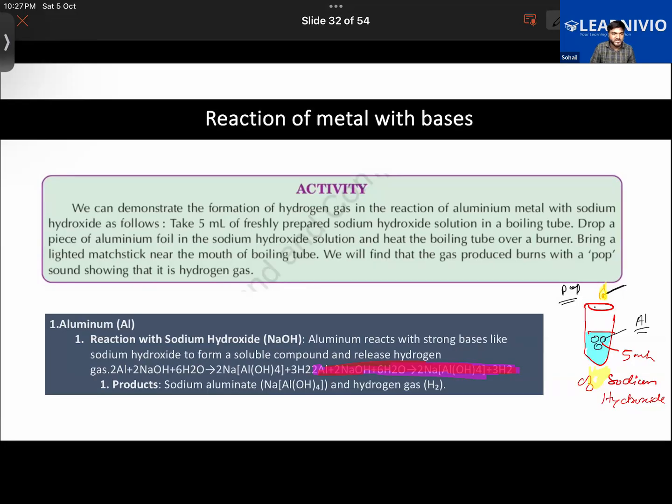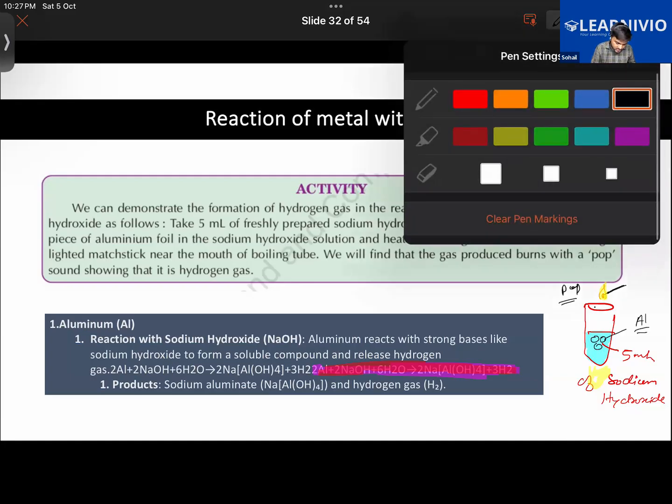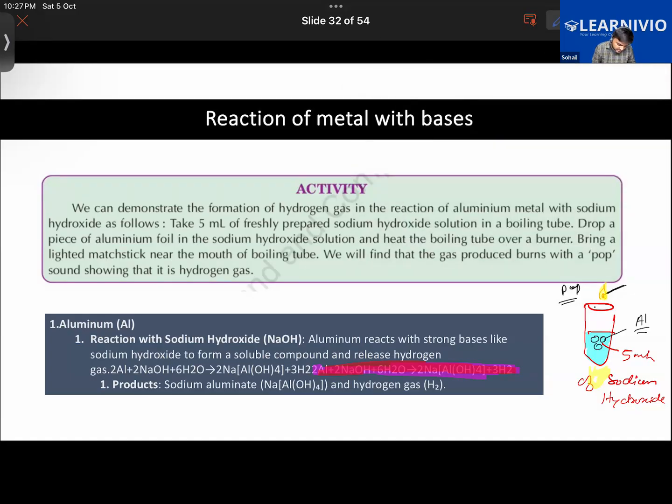So most of the metals are not going to react, but only some metals are going to react. Got this now? What I'm trying to say? Yes, sir. Okay, that is one thing. Apart from that, a salt is also formed in this reaction. So here we had aluminum reacting with sodium hydroxide. As a result, a salt was formed plus hydrogen gas is given off here.